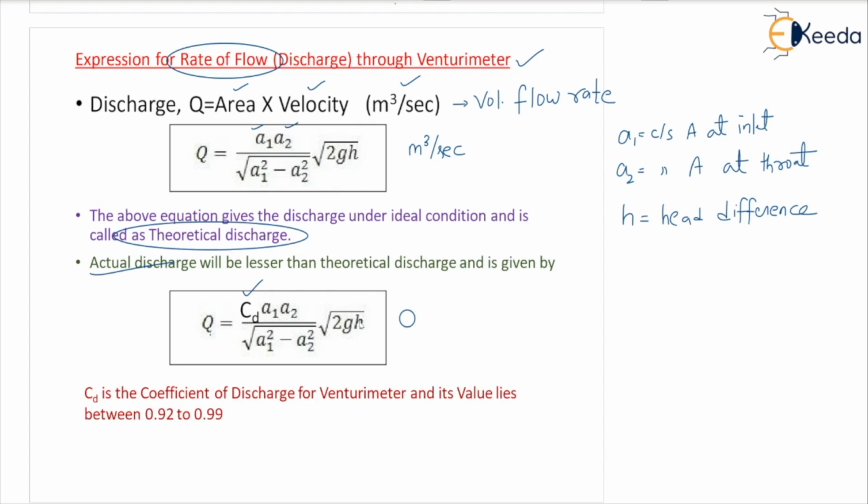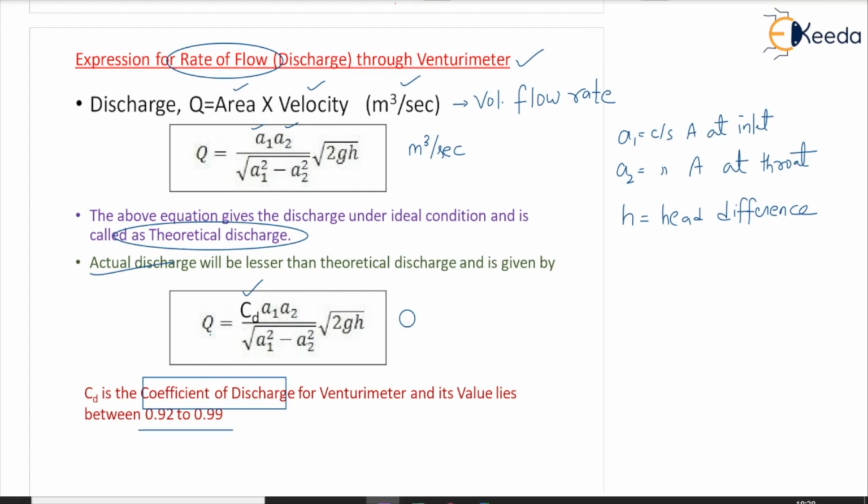Everything is same here except the new term CD. What is CD? CD is the coefficient of discharge for venturimeter, and its value lies between 0.92 to 0.99. This value definitely helps you to verify your answer.